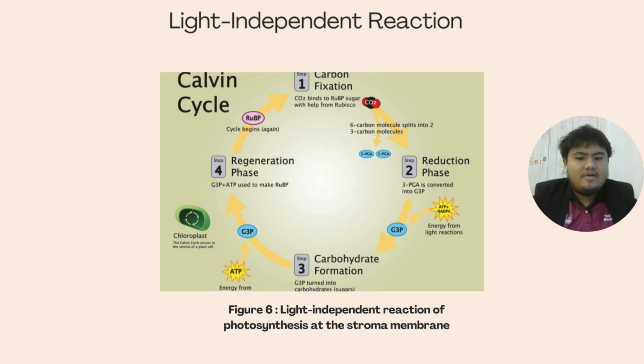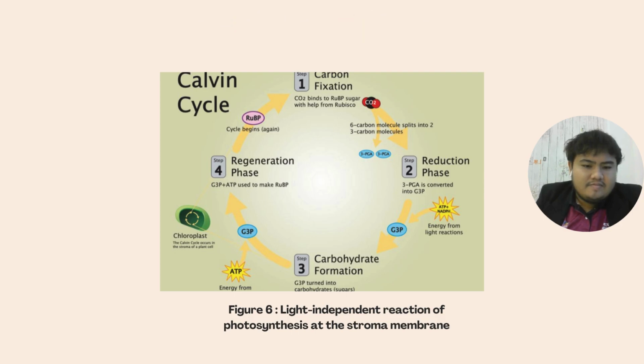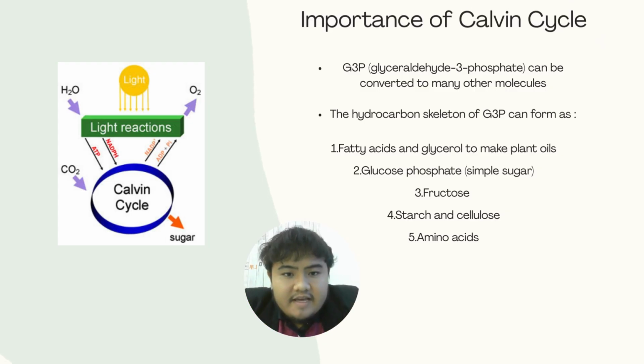Carboxylation, reduction and production of sugar, regeneration of RuBP, that is the complex process. Okay, now we are going to the last part, which is the importance of the Calvin cycle.